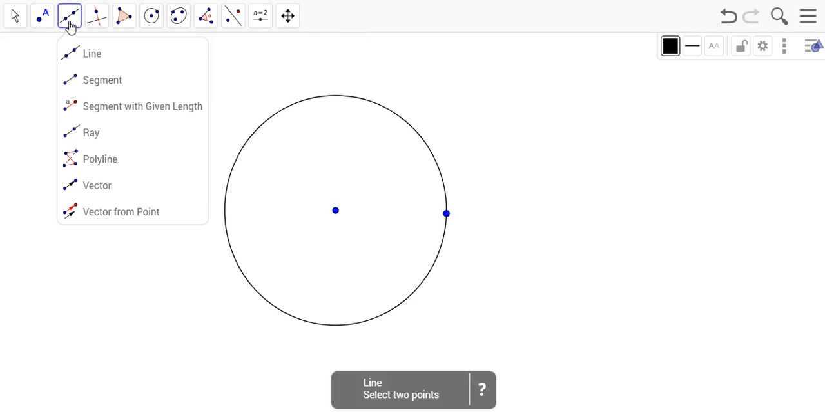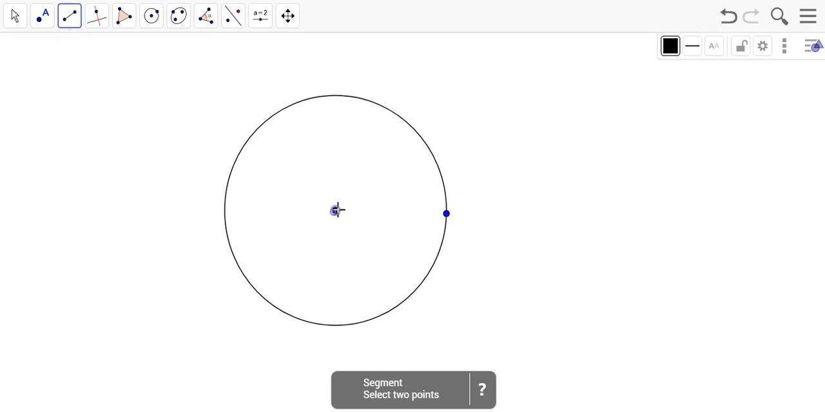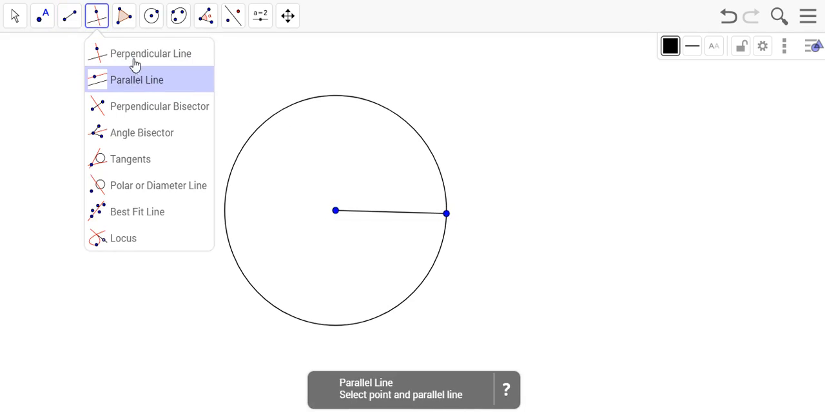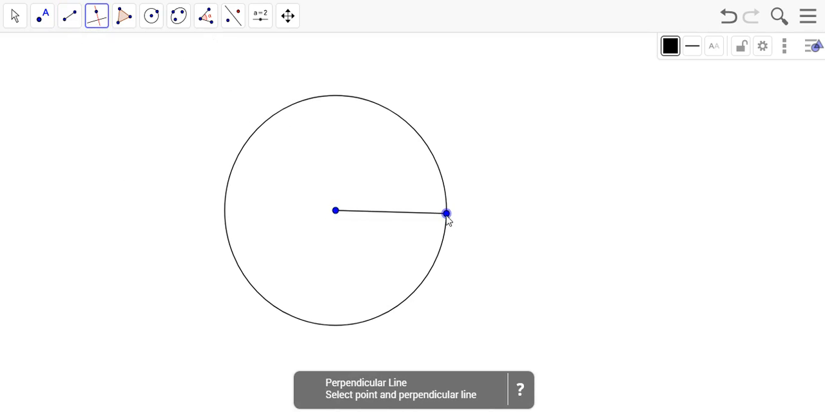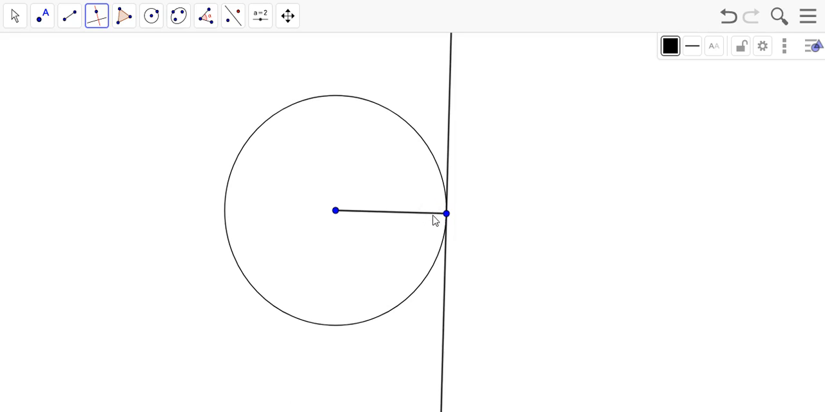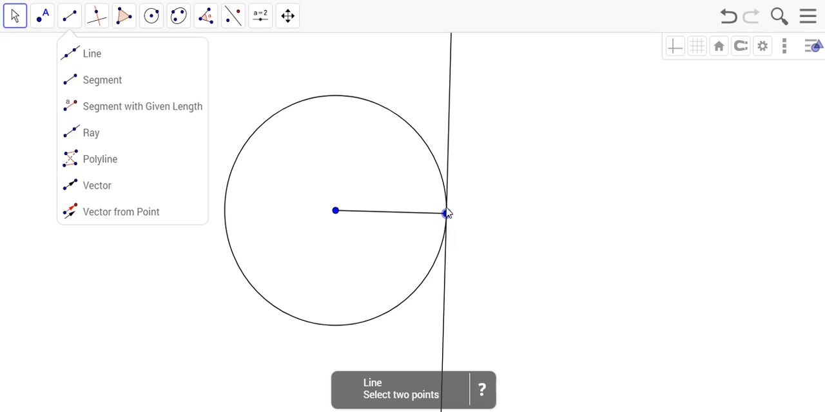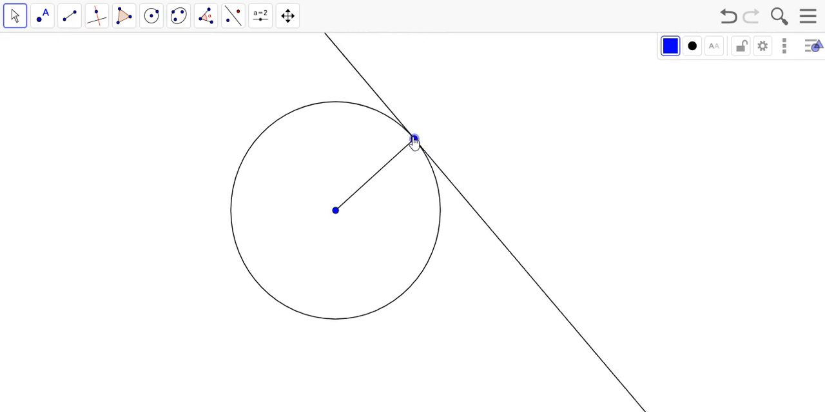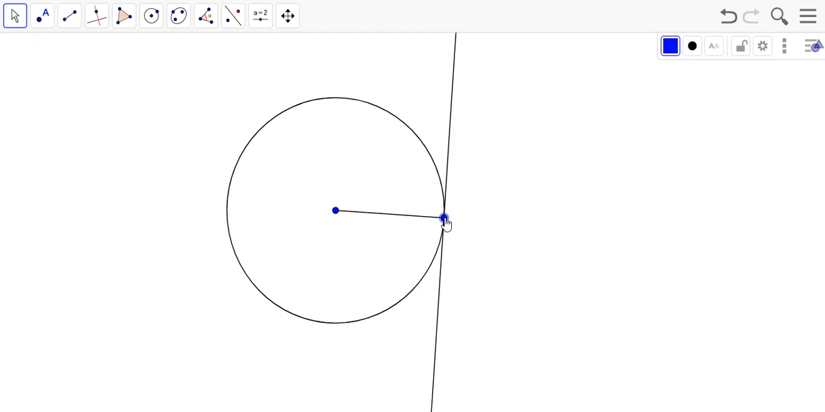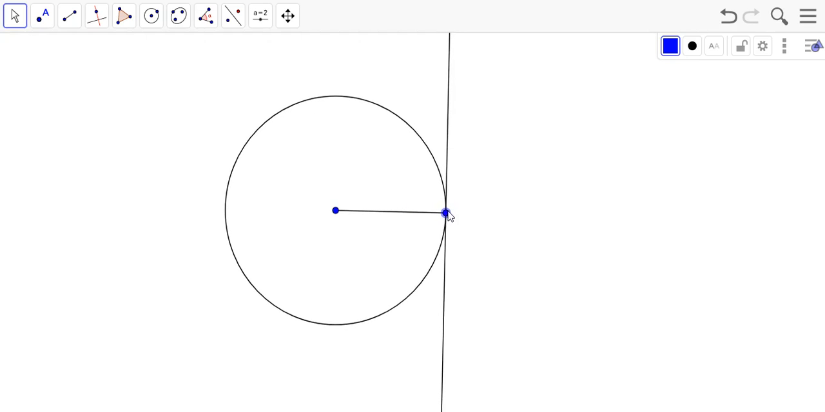Let's create a chord, let's say. Not a chord, segment, radius. There we go. And now let's try a perpendicular line. There. Okay, so tangent. Notice how if I want to move this point around, that tangent line will always be touching the circle at exactly 1 point. Right, so there's our radius of 1 because we have a unit circle, and then we have our tangent.